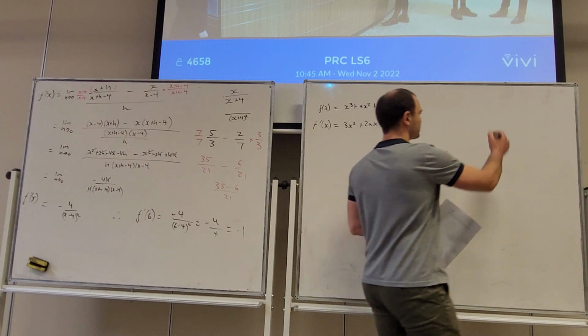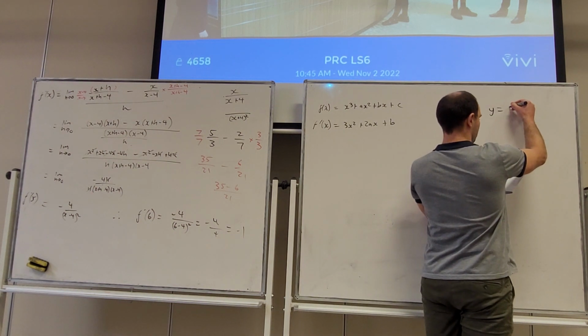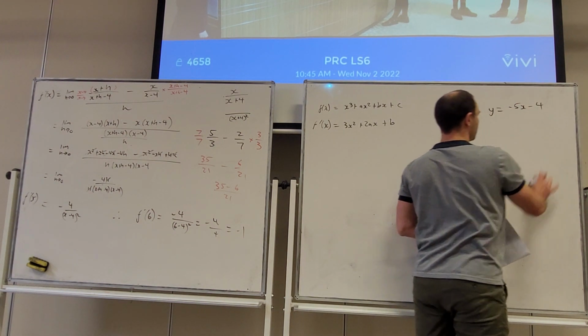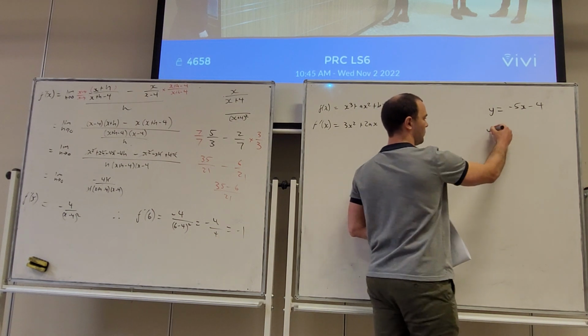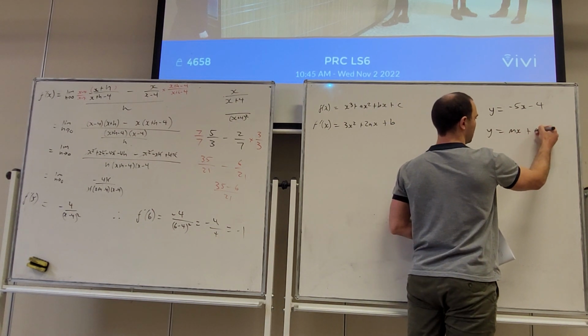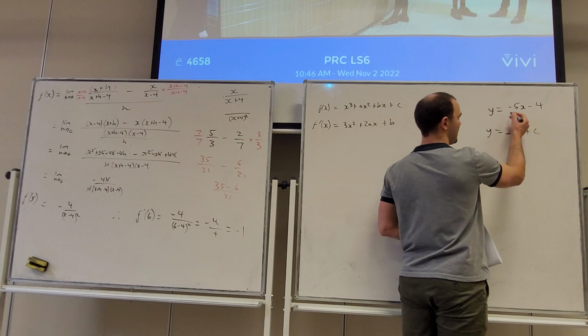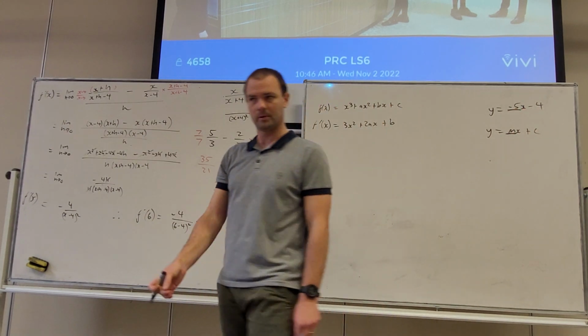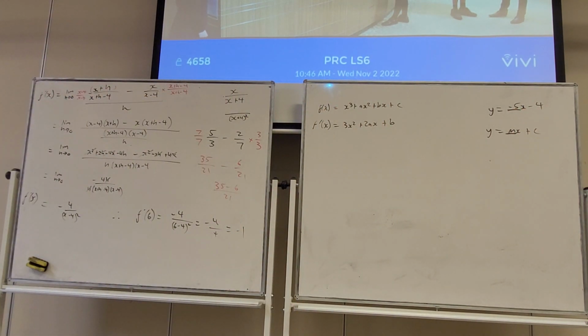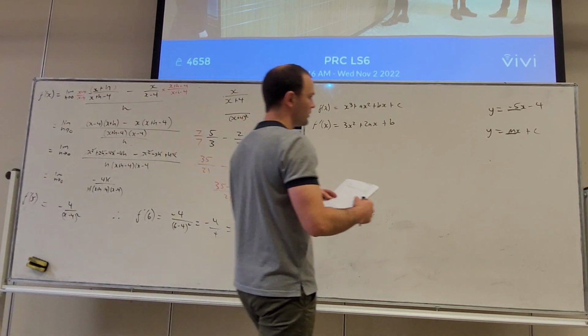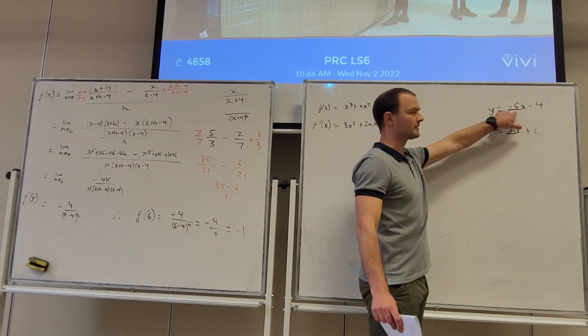We've got the equation of the tangent. And what does the tangent tell me? Okay, it's y = mx + c. m, what is m? m is the slope. We know when x is minus 2, the slope is minus 5.